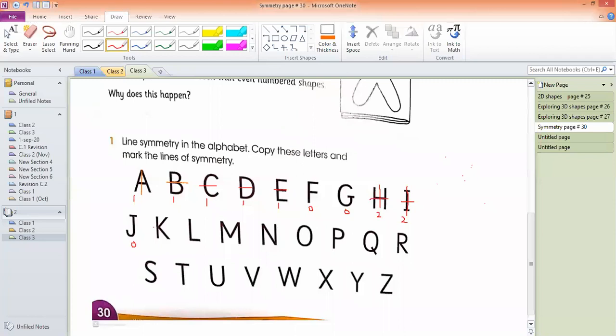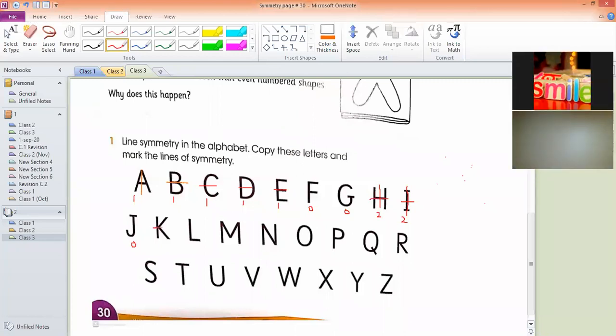If you draw a horizontal line of symmetry here, you can see both parts are exactly the same. So there is one symmetry. Now tell me about the L, guys. Does L have a line of symmetry?